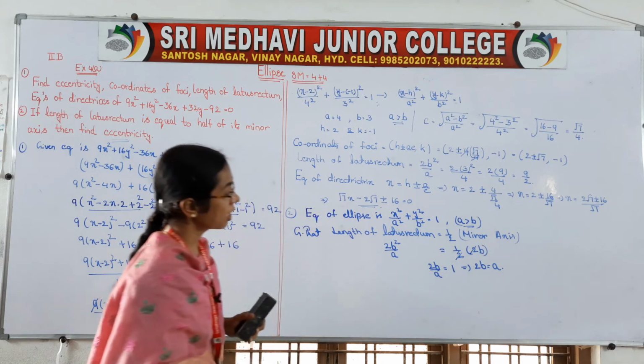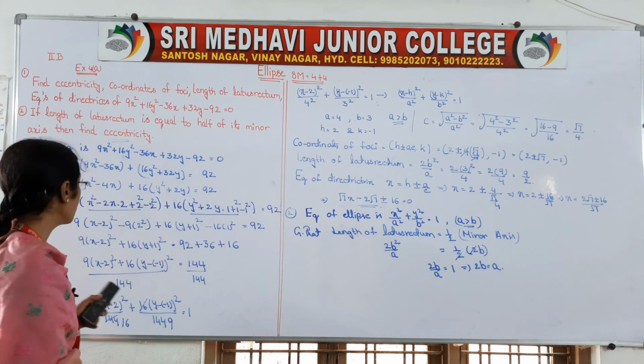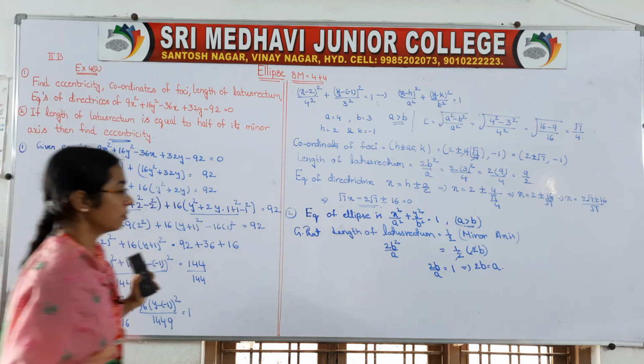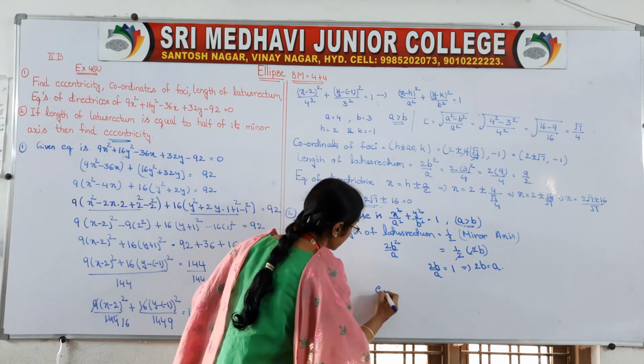So here we will have 2b by a is equal to 1, which implies 2b is equal to a. What is the question asked? We have to find the eccentricity of the standard form. So what is your eccentricity?